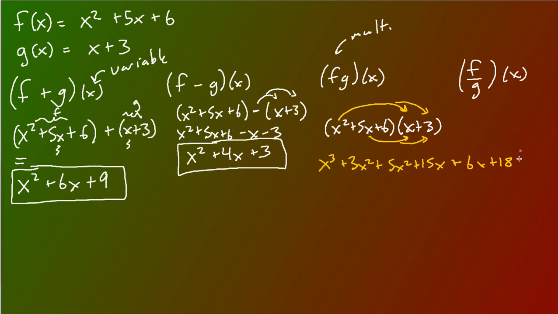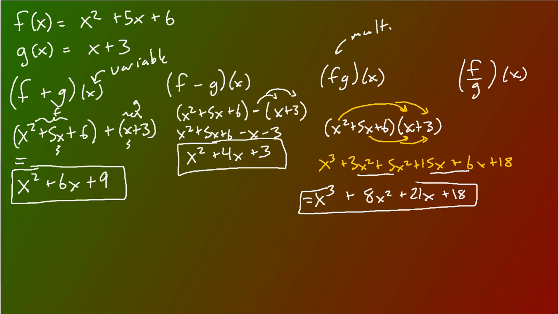And then I'll go ahead and simplify all that. So I have my x cubed plus, these are like terms, so 8x squared. These are like terms, so plus 21x, and then plus my 18. And that is what f times g of x is.